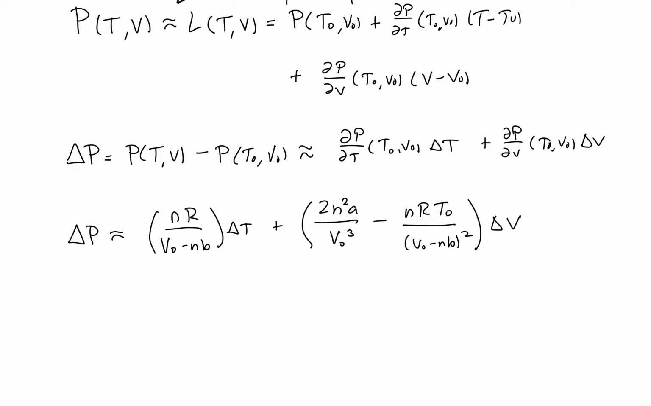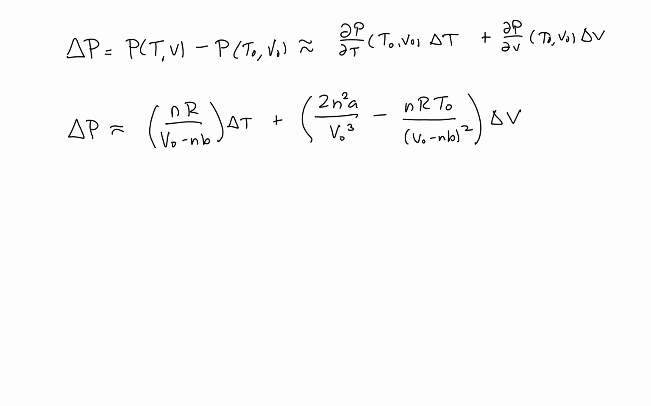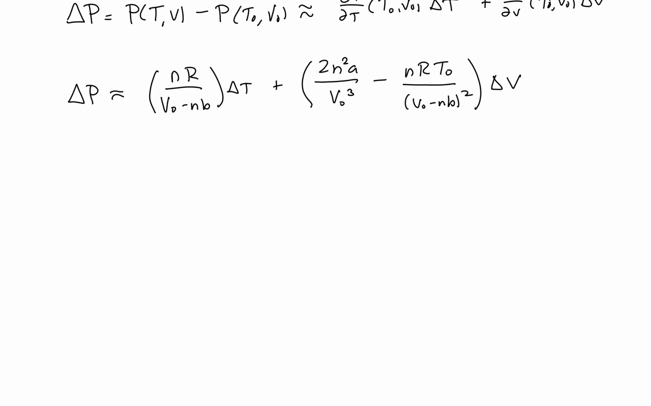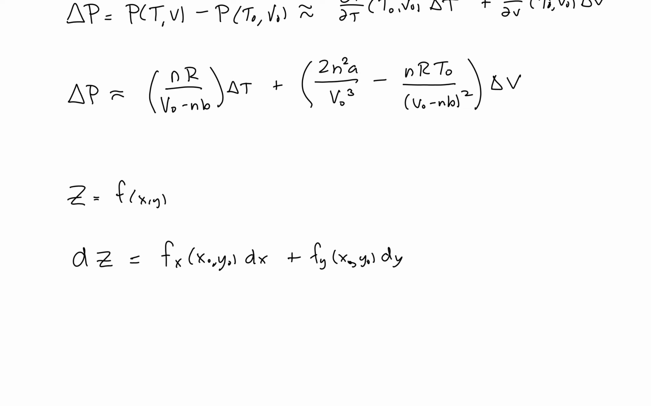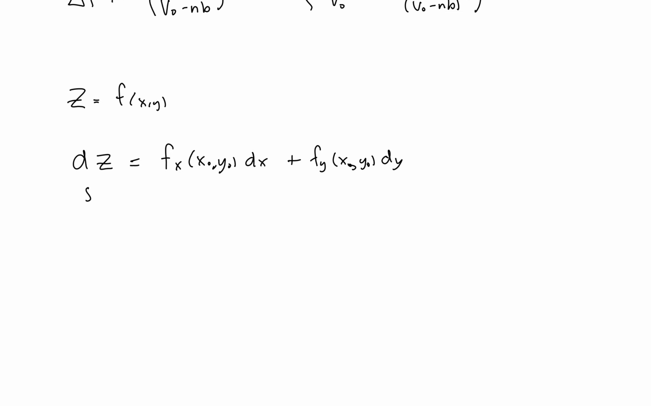Now we can also see this in terms of differentials, instead of just thinking of this in terms of the tangent plane. So if we recall from the flipped class video that if I have z equal to f of x, y, then dz is equal to f sub x at (x0, y0) dx plus f sub y at (x0, y0) dy. And this is approximately delta z.